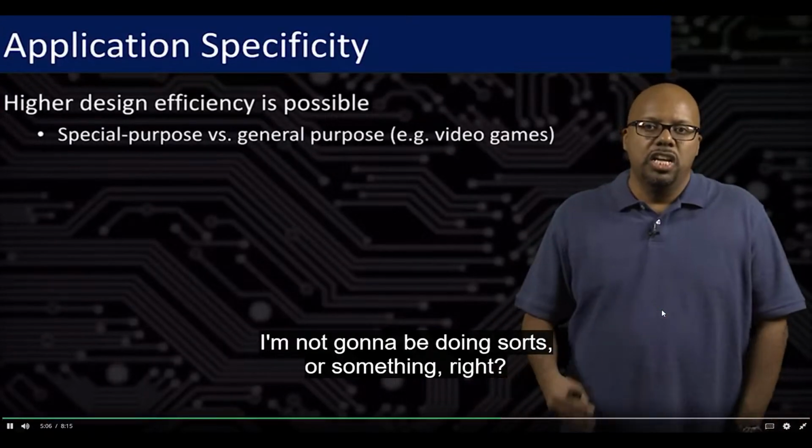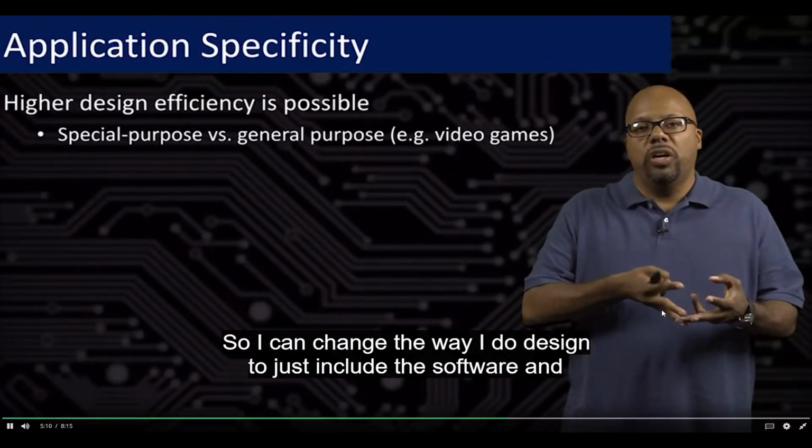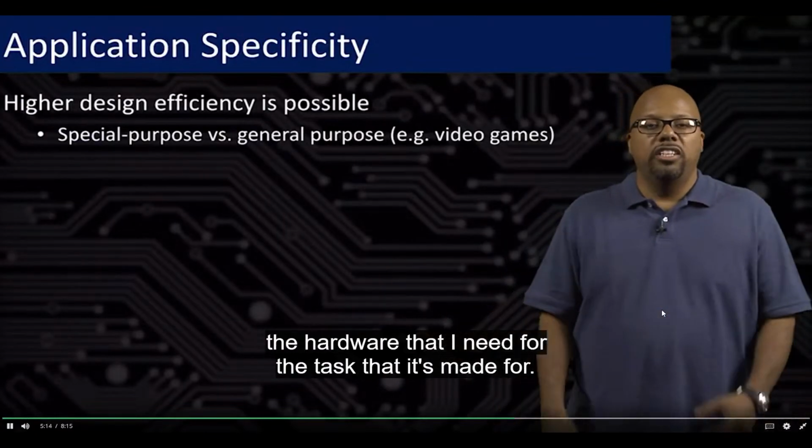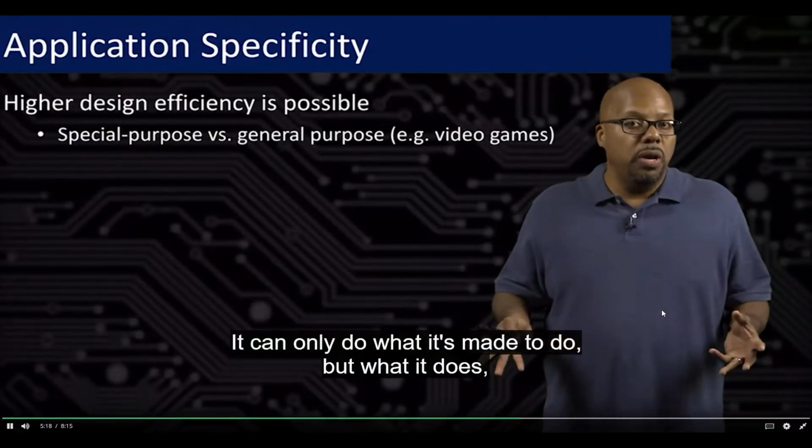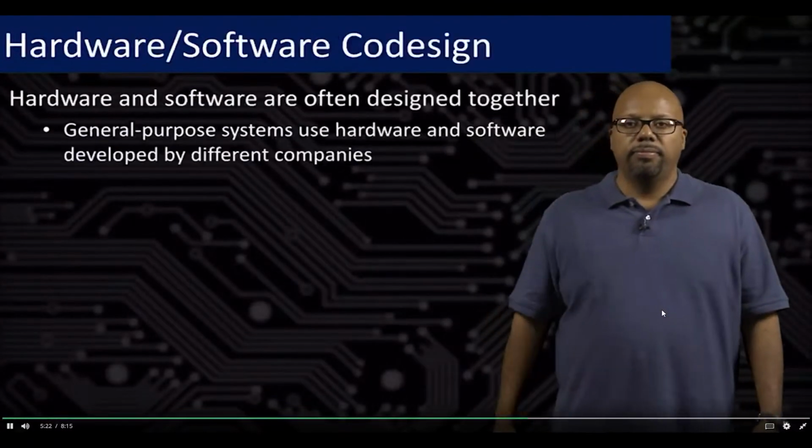I'm not going to be doing sorts or something, right? So I can change the way I do design to just include the software and the hardware that I need for the task that it's made for. And so that makes it cheaper. Now it makes it more limited. It can only do what it's made to do, but what it does, it does cheaply and efficiently.